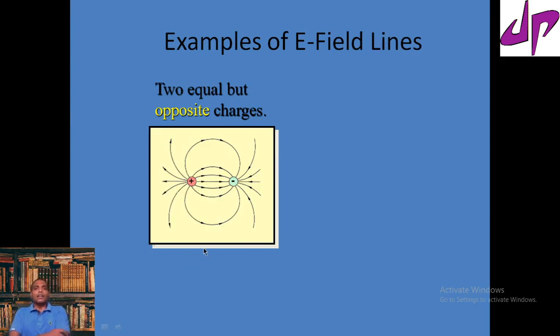Let us discuss some more examples of multiple charges. Suppose you take two charges at a distance, one positive and one negative. The electric field lines start from the positive charge and end at the negative charge. That's why here the field lines are drawn from positive to negative. They start from the positive charge and end at the negative charge. So everywhere the electric field lines will be there.